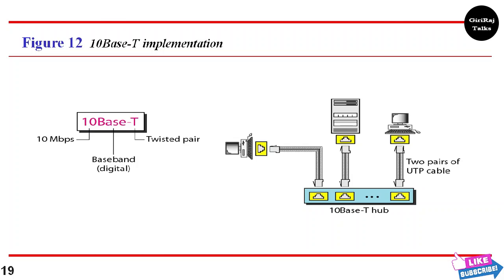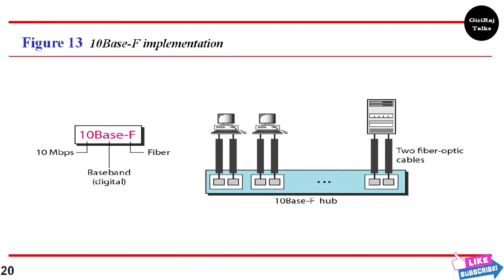Note that two pairs of twisted cable create two paths, one for sending and one for receiving, between the station and the hub. Any collision here happens in the hub, compared to 10Base5 or 10Base2. We can see that the hub actually replaces the coaxial cable as far as the collision is concerned. The maximum length of the twisted cable here is defined as 100 meters to minimize the effect of attenuation in the twisted cable.